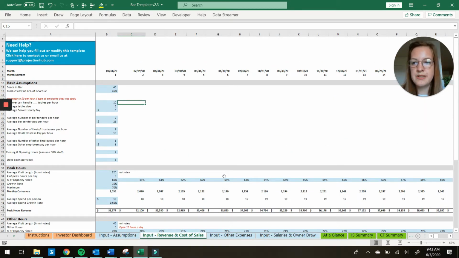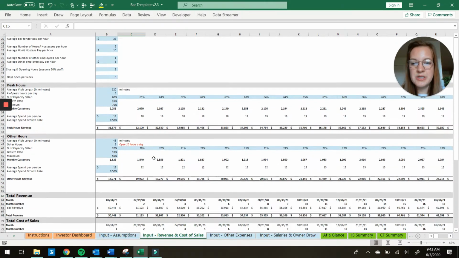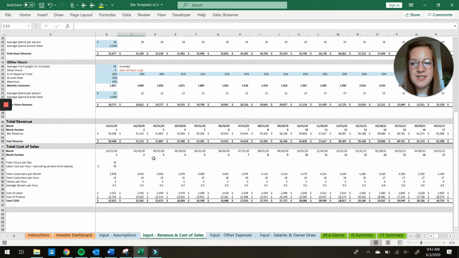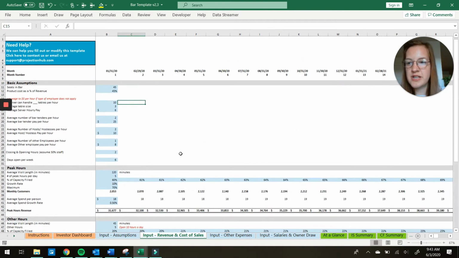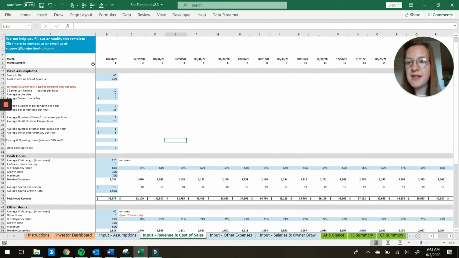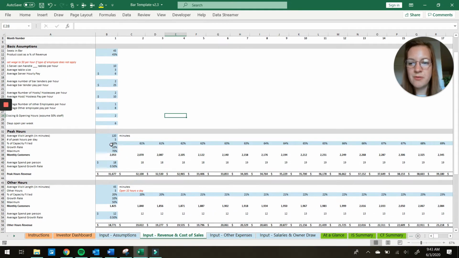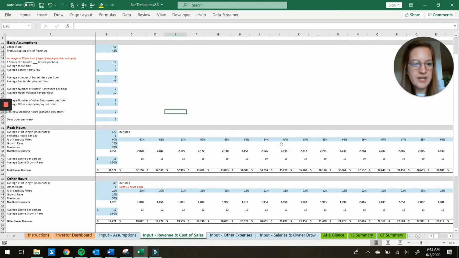This is the biggest input tab, and this is going to help you predict your bar's revenue as well as the cost of sales, which includes your direct labor and your direct materials, or the alcohol that's going into drinks. We do this by calculating out the number of seats in your bar, the number of days open per week, and then we project revenue based on a percentage of capacity filled in your bar at any given time. We do this to avoid over-predicting revenue because we know that you're limited to a certain capacity in your bar, and therefore you can't earn more revenue than you have in capacity.